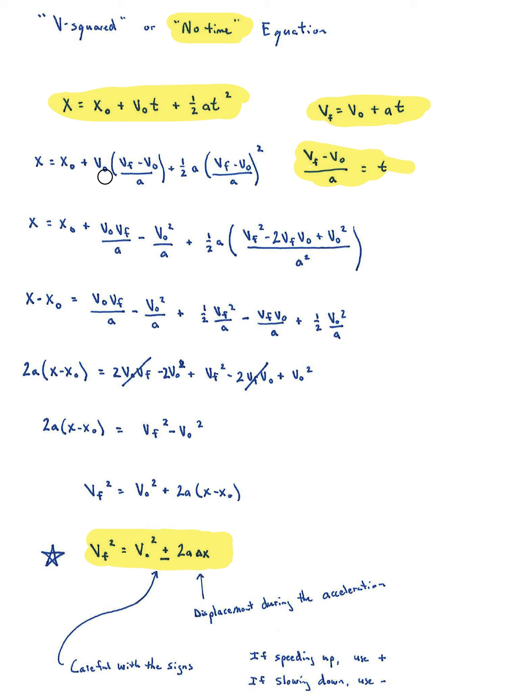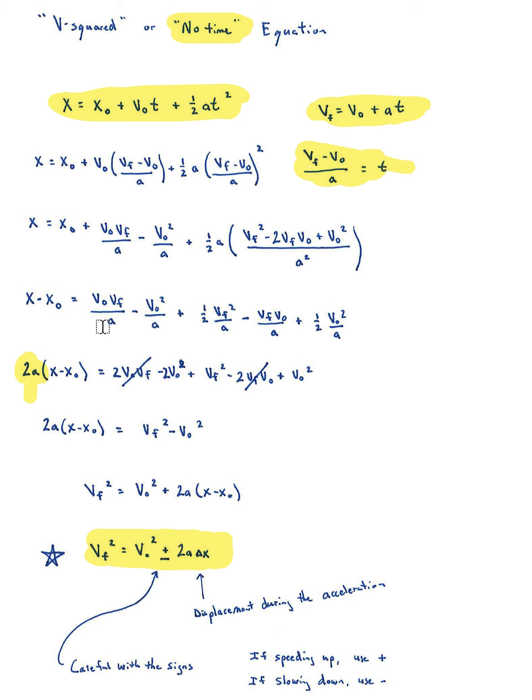Then I'm going to distribute v naught. I'm going to square this term. I'm going to distribute the 1/2 a. They all have halves and a's, so I'm going to multiply both sides by 2a. That 2a on the left side comes from me multiplying everything by 2a, right? I'm just getting rid of the denominator.